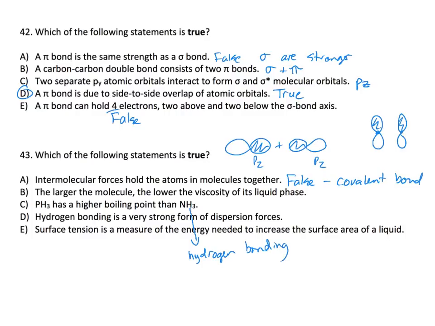D, hydrogen bonding is a very strong form of dipole-dipole, not dispersion forces. E, surface tension is a measure of the energy needed to increase the surface area of a liquid. That is true. That's one way we could define surface tension for sure.